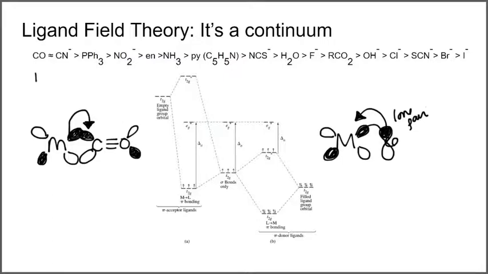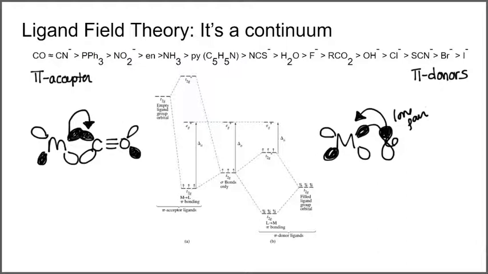So these ligands that cause really large separations in delta, these are pi acceptor ligands, like CO and CN, they have unfilled orbitals that can accept electron density. And the really small delta ligands, these are pi donors. And so you see they have extra lone pairs to be able to donate to the metal.